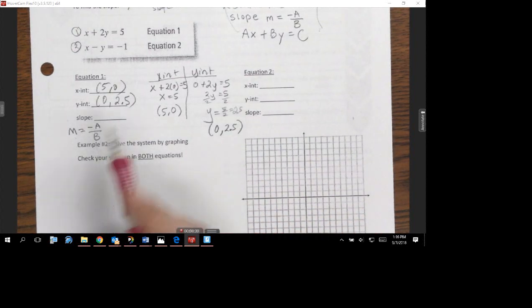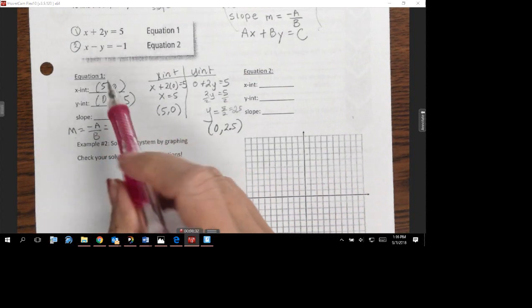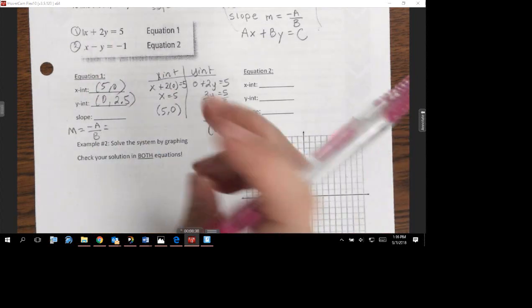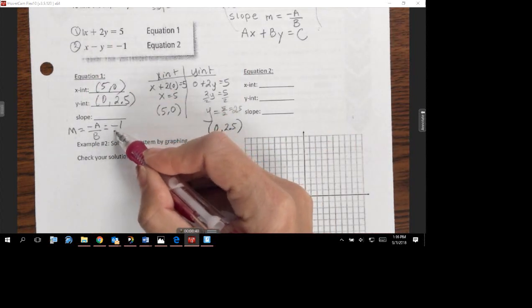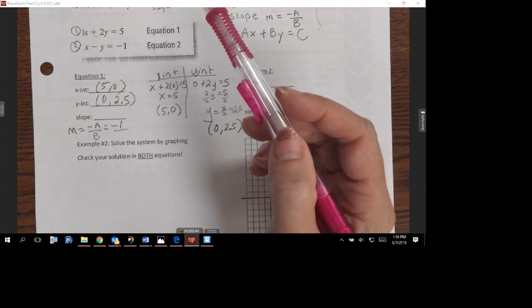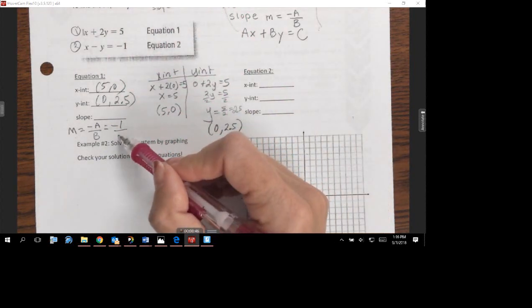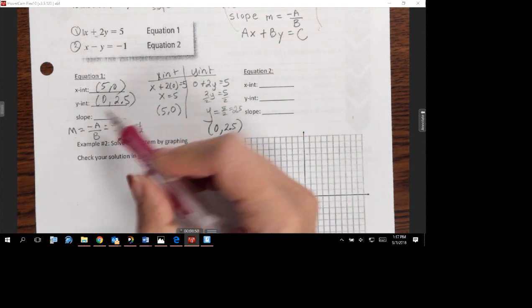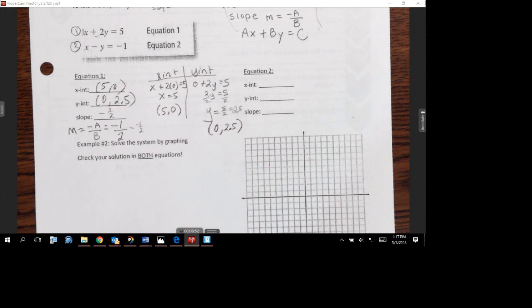Okay, so my slope, I do negative a over b. I look at this equation, and a is the coefficient on the x. What number is there? 1. So we do negative 1 over b, the coefficient on the y, which is what number? Positive 2. So negative 1 over 2 is negative a half. That's my slope.